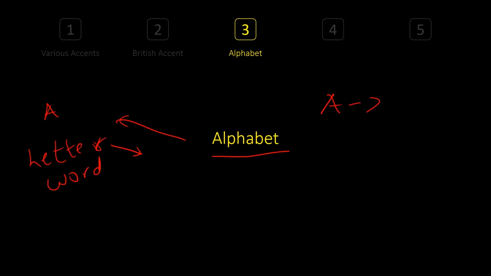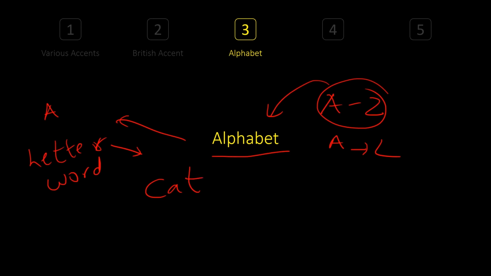From A to Z is a set of alphabet. This A itself is called letter. Letter A, B is a letter, C is a letter. We combine many letters to form words which make sense. For example, cat is a word in which C is a letter, A is a letter, and T is a letter. But they are taken from a set called alphabet.